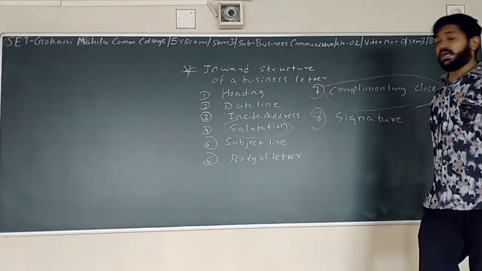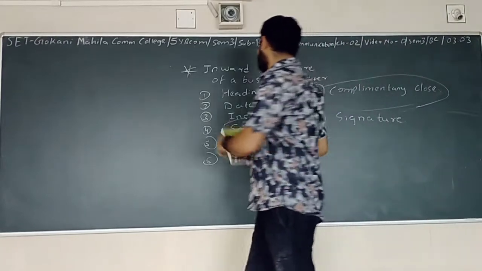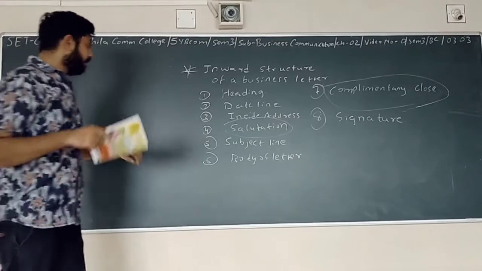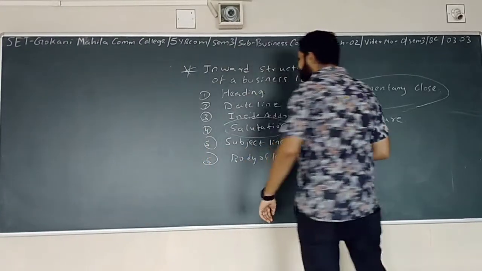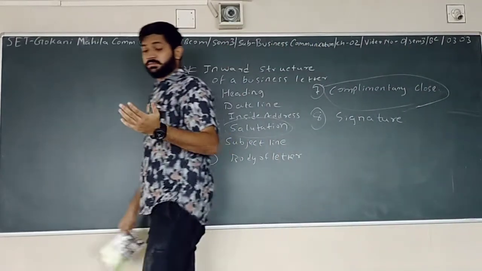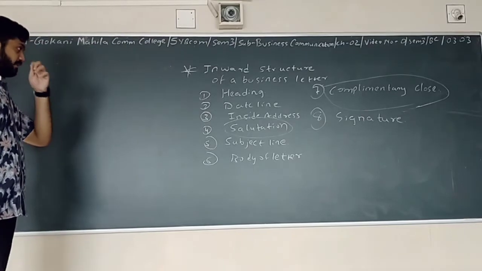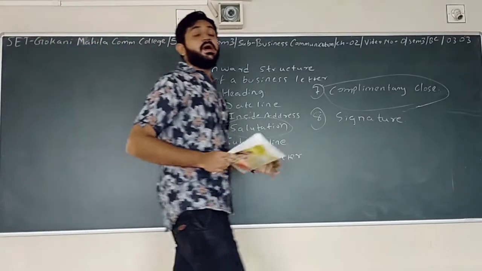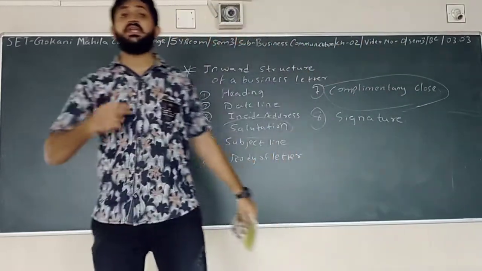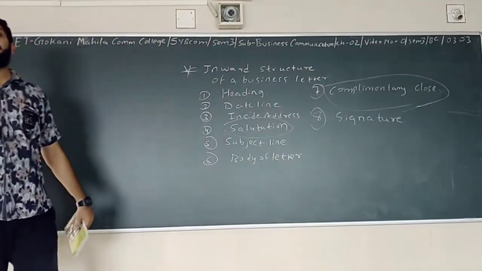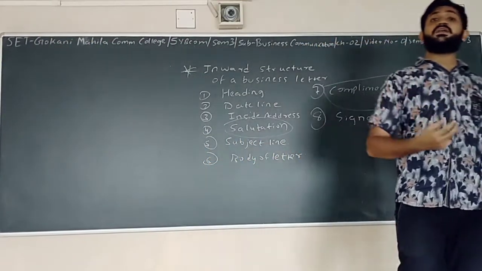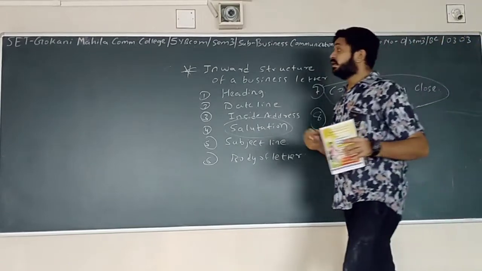The first part is the heading. The second part is the beginning tag. The third part is the inside address. The fourth part is the salutation. The next part is the subject line. Next is the body of the letter. Next is the complimentary closure, and the last is the signature. So this is the main part of how an individual writes the business letter. It is a very important part when you are writing a business letter, and these things will be very beneficial.